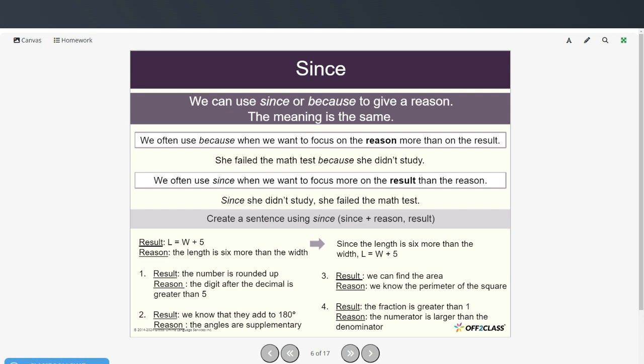So create a sentence using since plus the reason, and then the result. So here's an example. The result is L equals W plus 5, and the reason is the length is 6 more than the width. So since the length is 6 more than the width, L equals W plus 5.